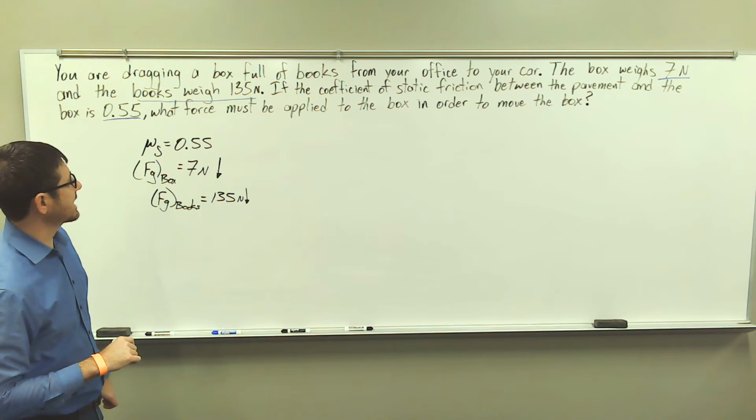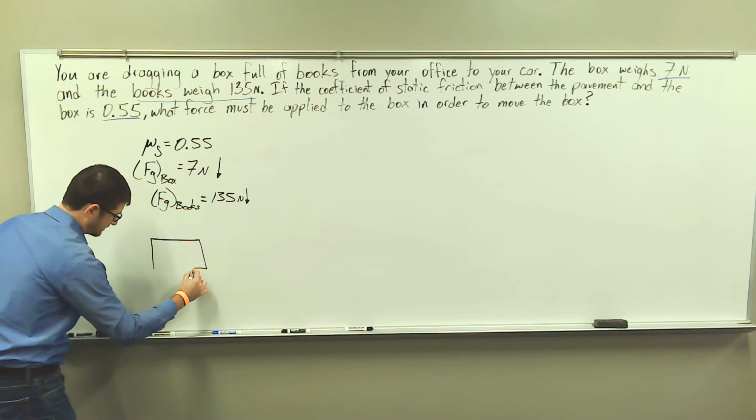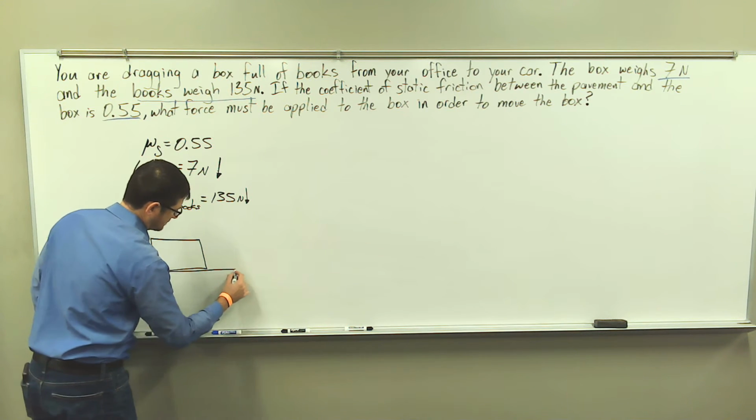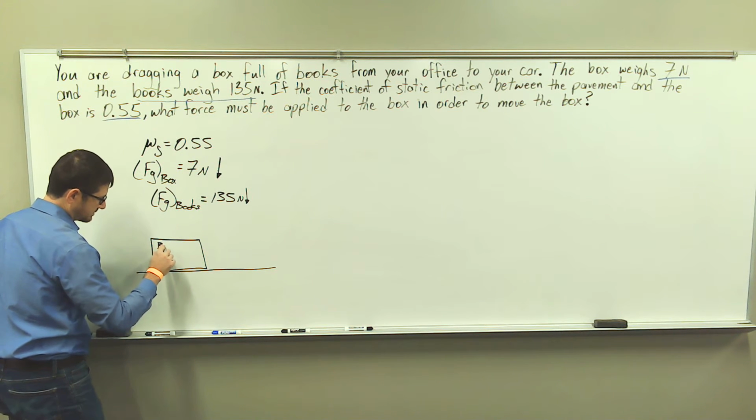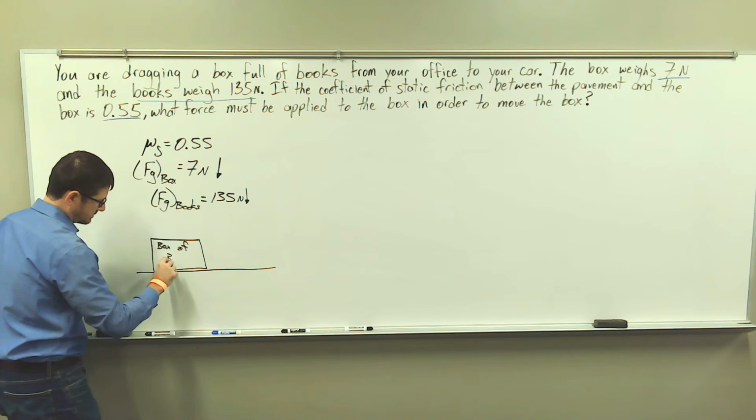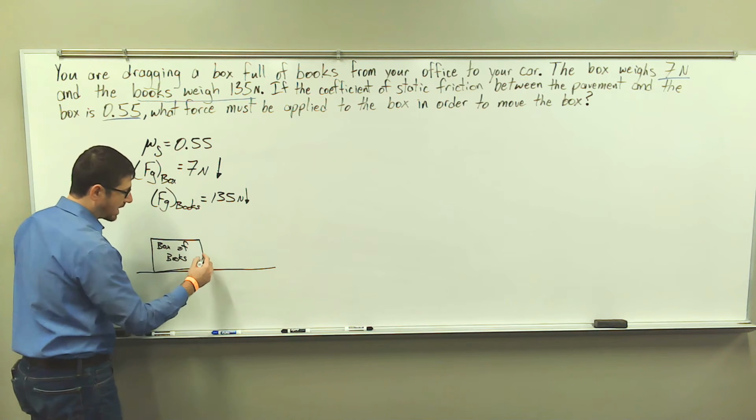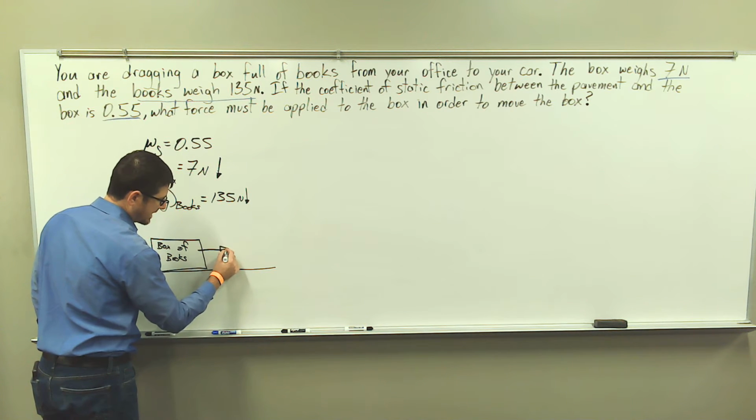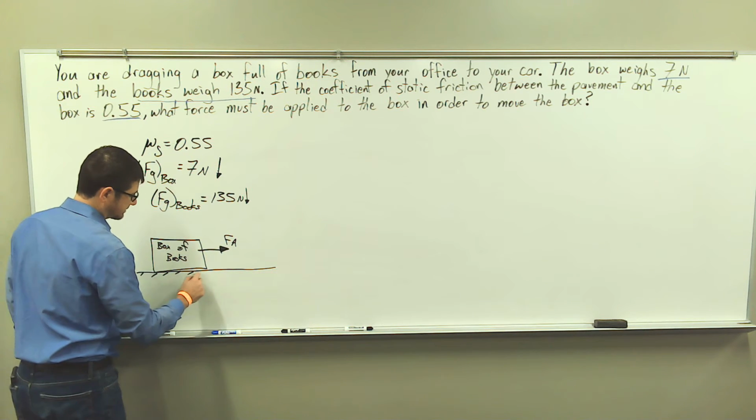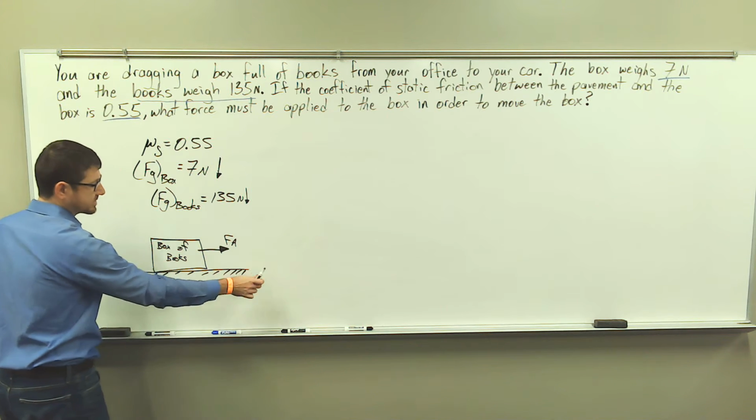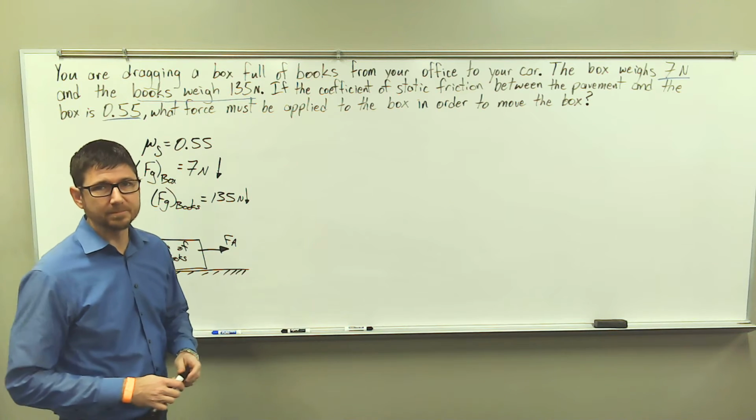Okay, so it says you are dragging the books. If we were to draw a very simple picture, we have the box of books, and your applied force, you're pulling the box. So let's say the applied force vector is in the positive x direction. And there's our static surface, the ground. Okay, now let's go ahead and draw a free body diagram.